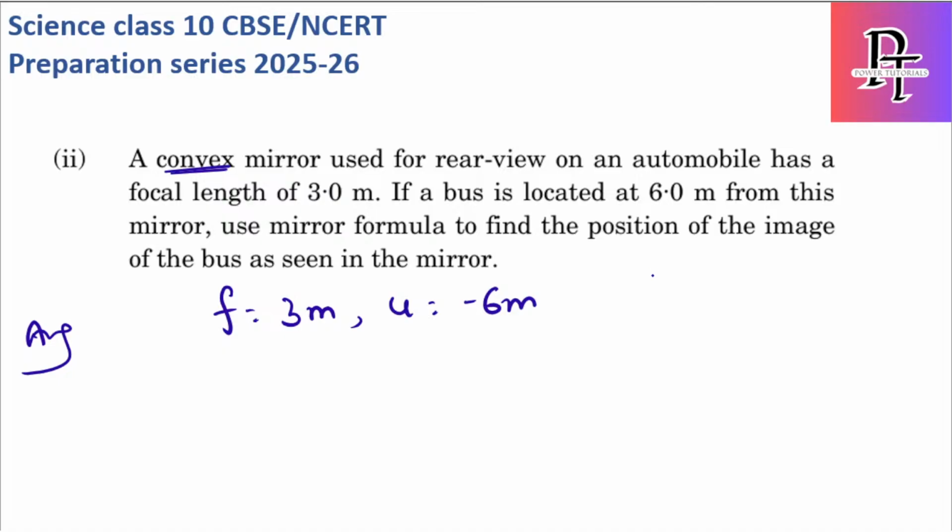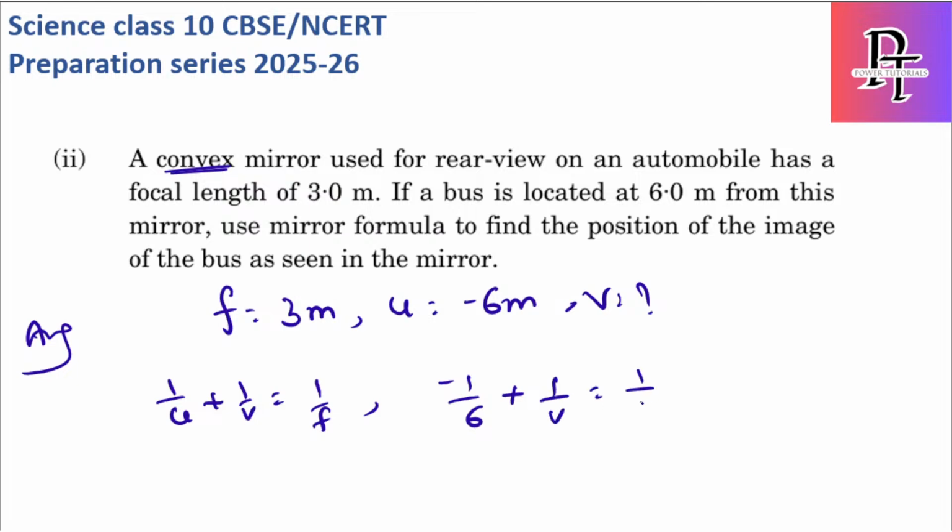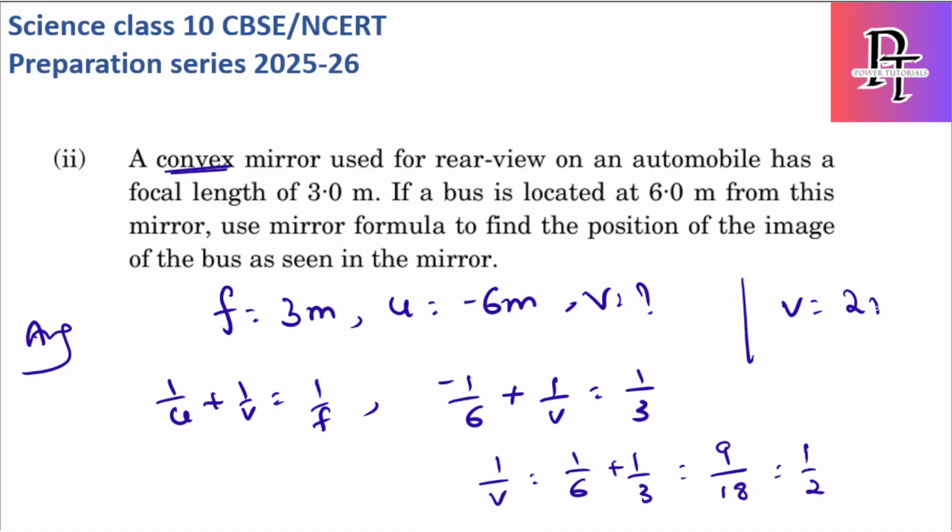Use the mirror formula to find the position. So simply they are asking for the v value. Let's apply the formula again, which is 1 by u plus 1 by v is equal to 1 by f. Okay, so what are the values? Minus 1 by 6 plus 1 by v is equal to 1 by 3. So let's move the 6 to the right side. 1 by v is equal to 1 by 3 plus 1 by 6. If I take the LCM, 2 plus 1, 3 by 6, which is 1 by 2. Hence the position v value is equal to 2 meters.